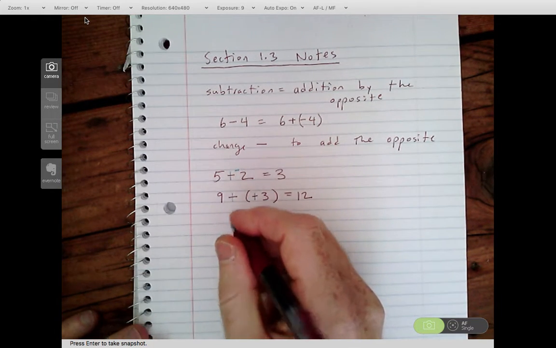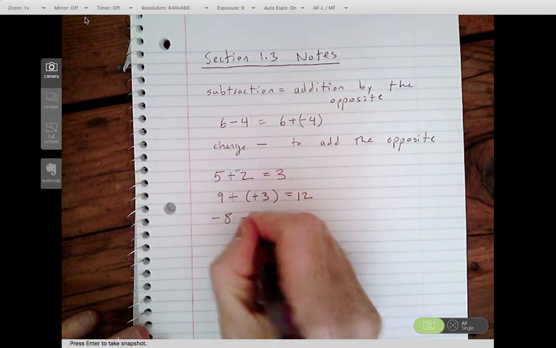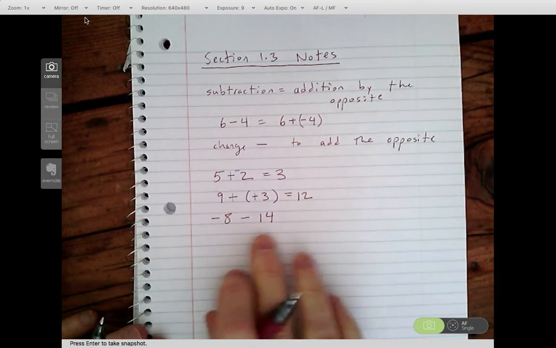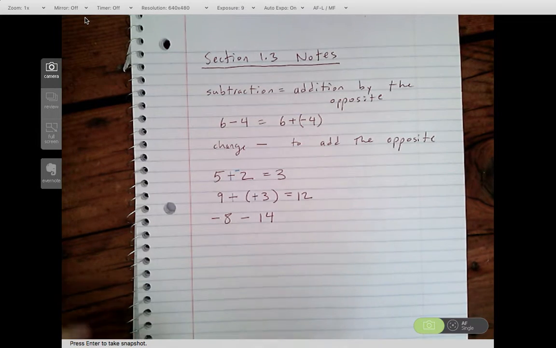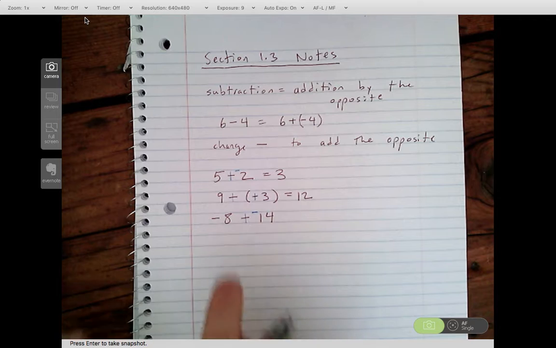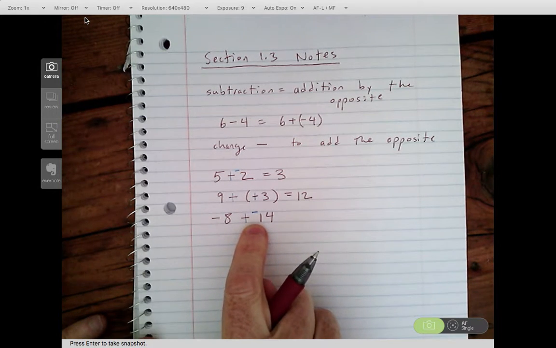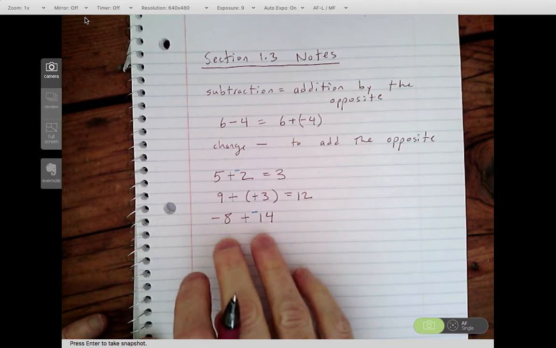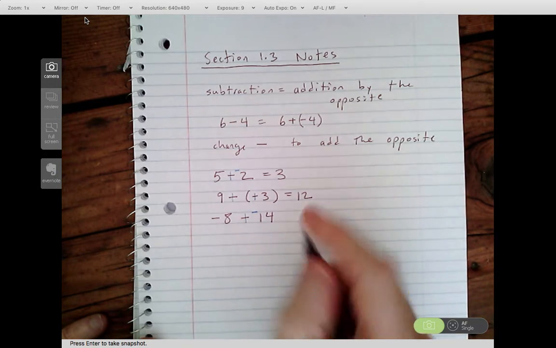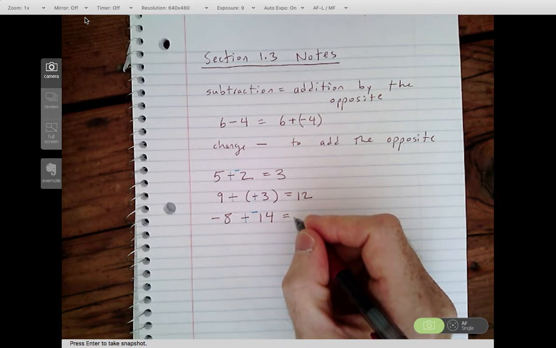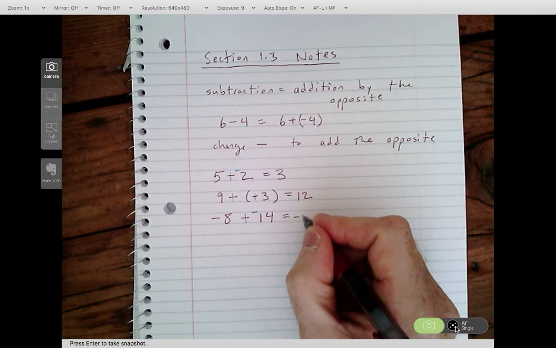What if we have something like negative 8 take away 14? In some ways this is a little easier than the last one, but again, I'm going to change it to add the opposite. Okay, so now I have negative 8 plus negative 14. Well, two negative signs. So remember, when we have two signs that are the same, we add them up and keep the sign. So negative 8 plus negative 14 is going to be negative 22.